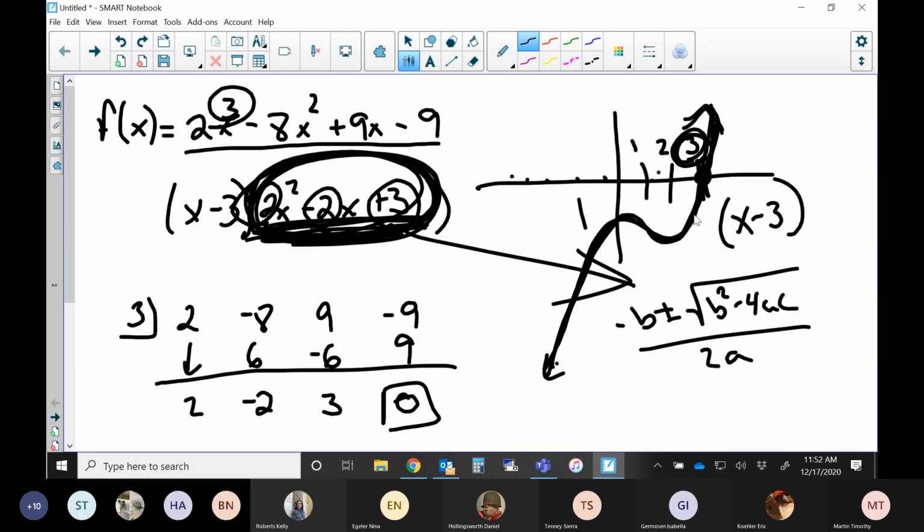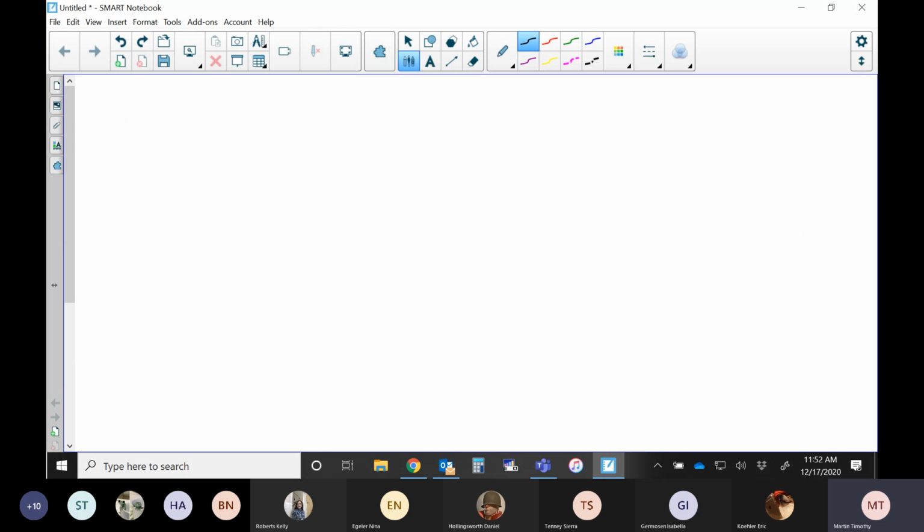Yeah. The biggest thing that we wanted to cover today was that multiplicity, understanding if something has a multiplicity that's even, it's going to bounce. If it's odd, it's going to go through. This idea of using the zeros, something being in factored form, and that multiplication by 0 rule, making sure we understand those things. Is there any questions on any of that so far? No.